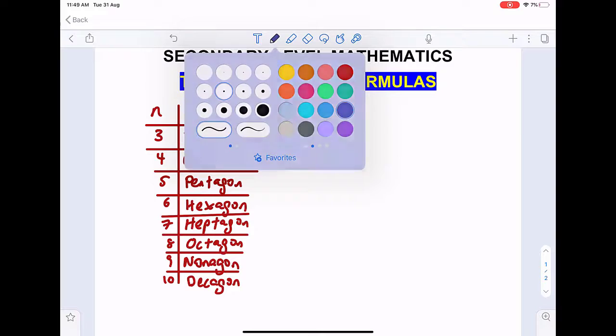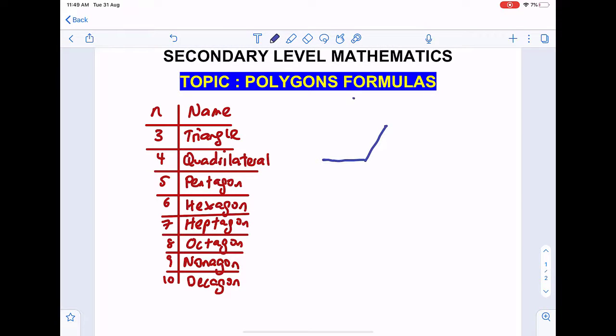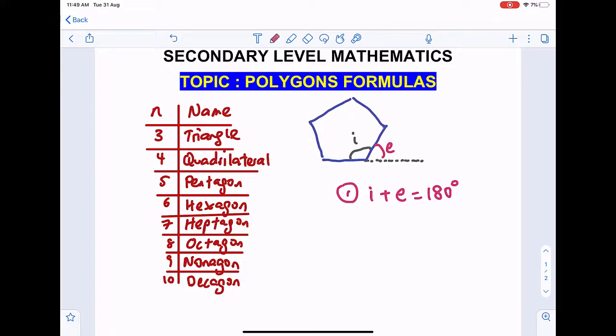Now, when it comes to polygons, we also need to know what is an interior angle and what is an exterior angle. For example, this angle here is called an interior angle. And if you extend a straight line, it's very important, you must extend a straight line, the angle on the outside has a special name, it's called an exterior angle. So the very first formula that I would like to discuss with you is this: I plus E is always 180 degrees. Why? Because they both lie on the same straight line. So that is the first formula.